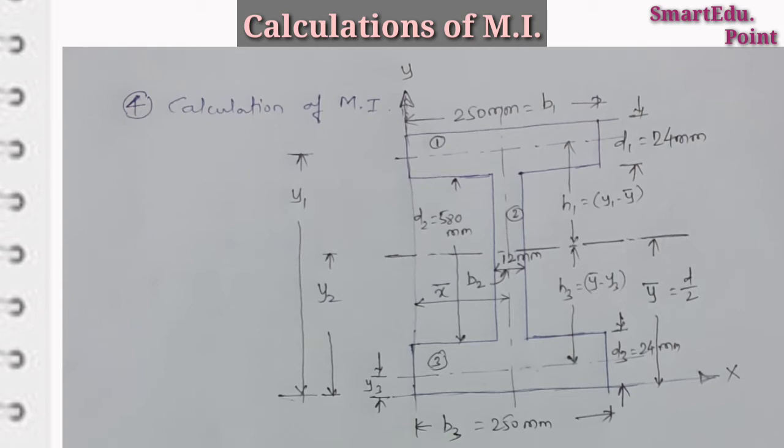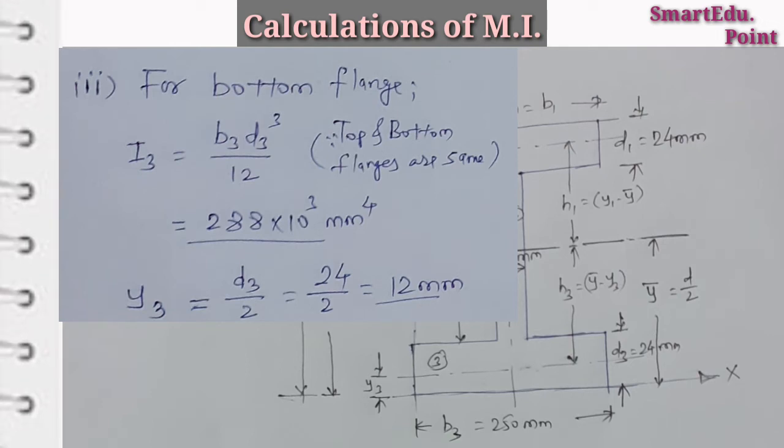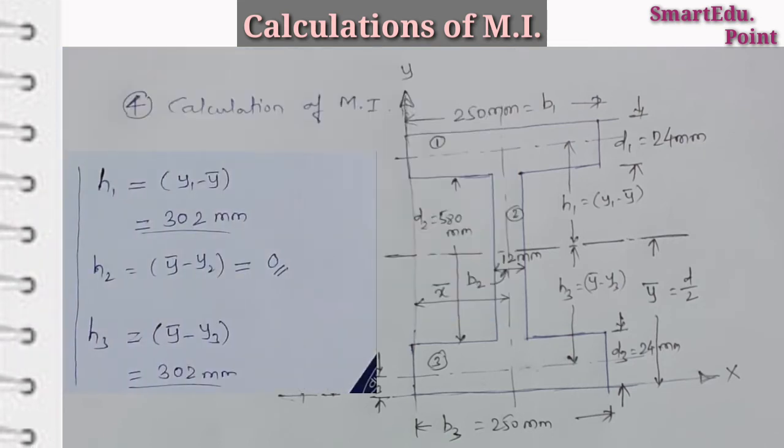And third, we have to find the moment of inertia for the bottom flange portion or part 3, that is I3, equals to b3 d3 cube divided by 12, where b3 and d3 are the width and depth of the bottom flange, which are same as of the top flange. Hence we will get I3 equals to 288 into 10 raised to 3 mm raised to 4, and y3 will be only 24 divided by 2 from the bottom of the section, that is 12 mm.